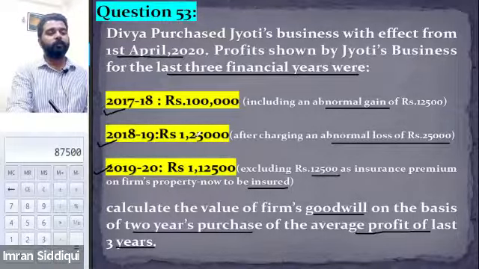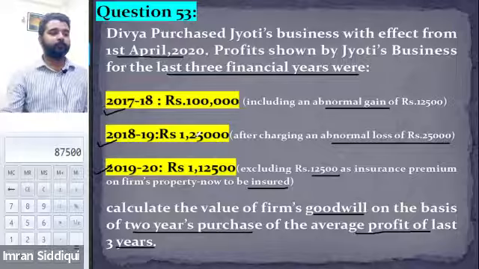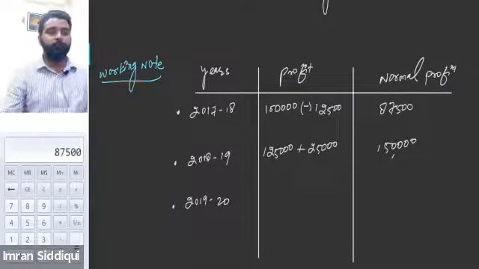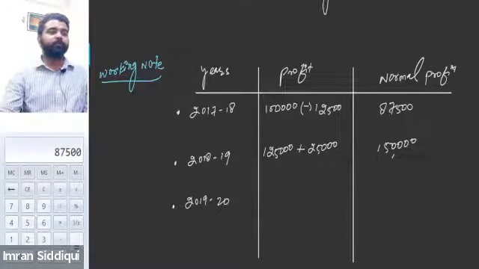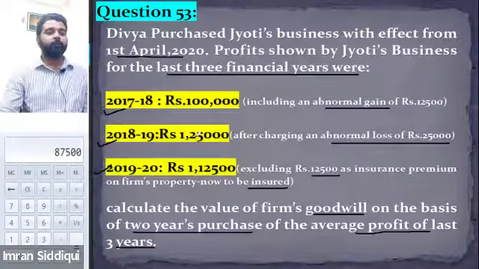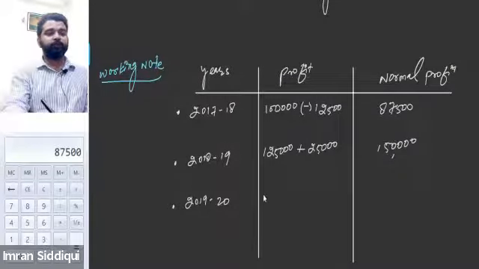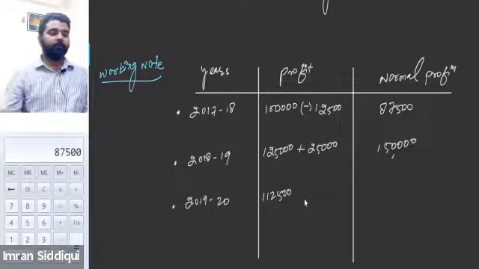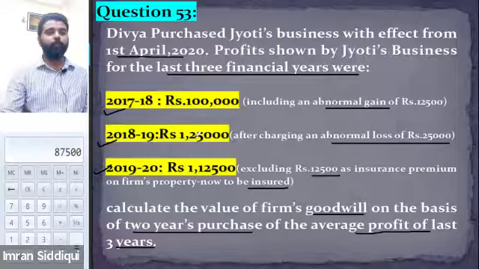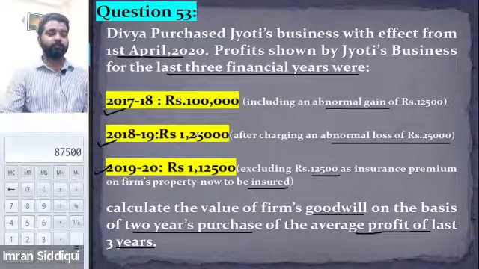Similarly, for the year 2019-20, the question is saying 1,25,000 plus 25,000, we got 1,50,000. And for the year 2019-20, the profit was 1,12,500. And the question is telling us that this excludes 12,500 as insurance premium.